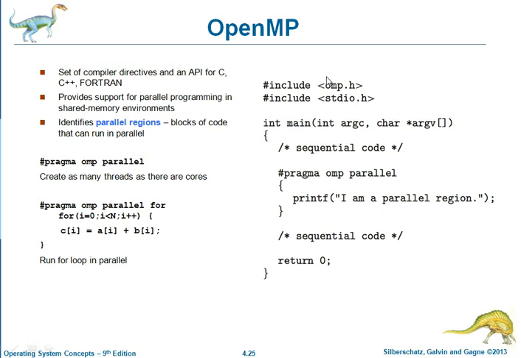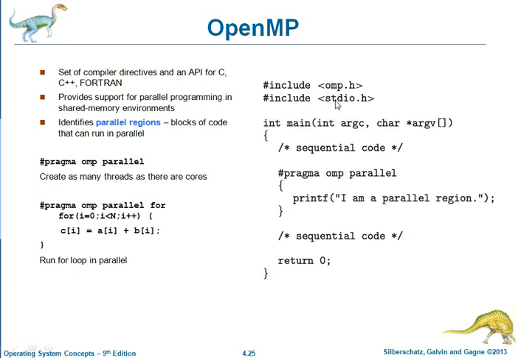OpenMP is a set of compiler directives as well as an application program interface for programs written in C, C++, or Fortran that provide support for parallel programming in shared memory environments. OpenMP identifies parallel regions as blocks of code that may run in parallel. The application programmers insert compiler directives into their code at parallel regions, and these directives instruct the OpenMP runtime library to execute the region in parallel. So we have here the C program that illustrates a compiler directive above the parallel region containing a printf function. So we have here the printf statement.